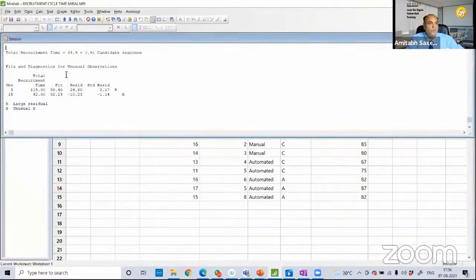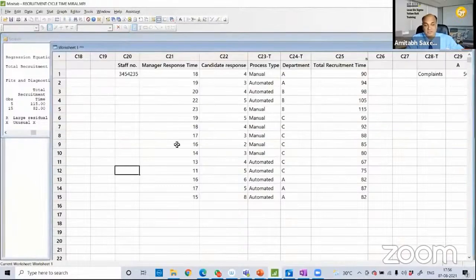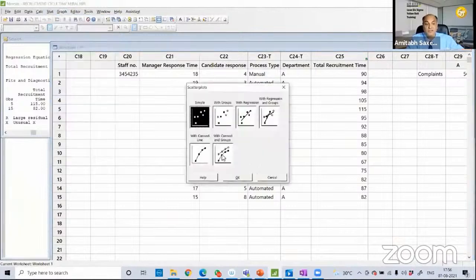It is 84 days, 85 days plus 0.9 times candidate response. Now, I'll not be able to explain this in detail, but you can get it. How about candidate response time? Is it impacting the total recruitment time? Tell me, is it impacting? Your answer would be, I don't know.